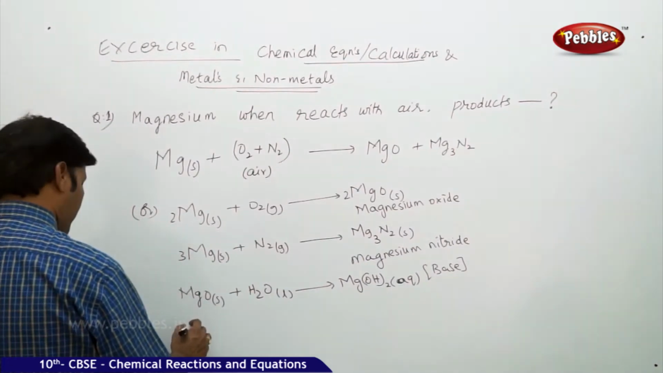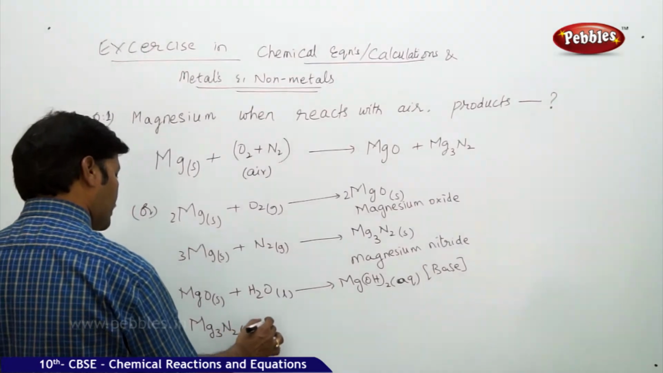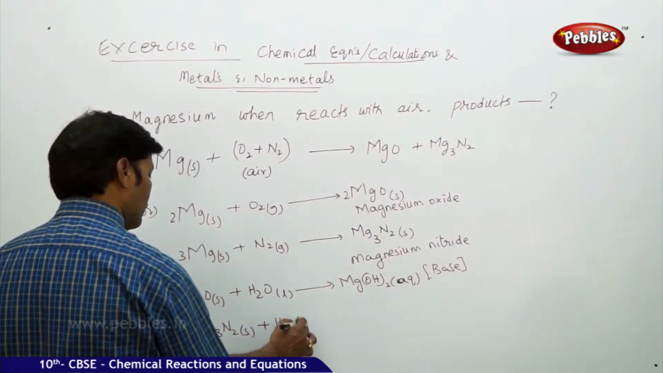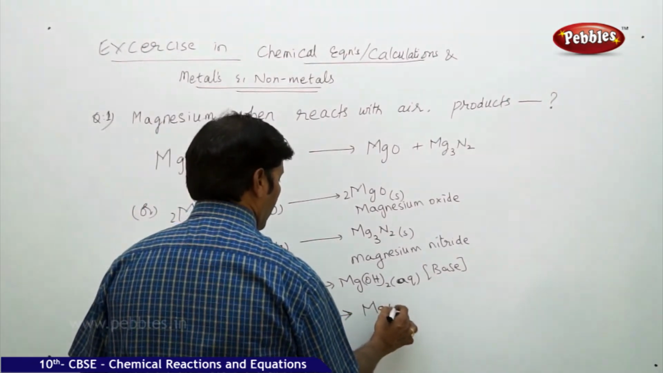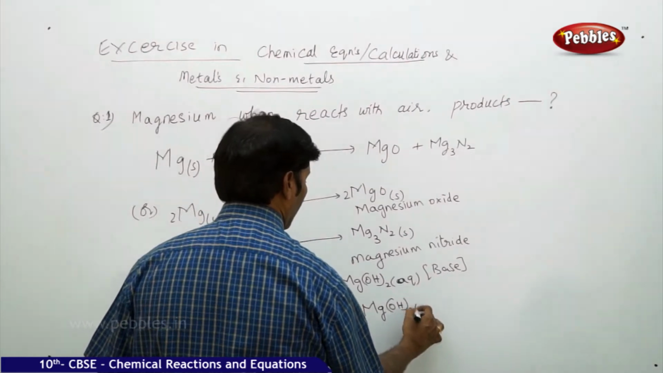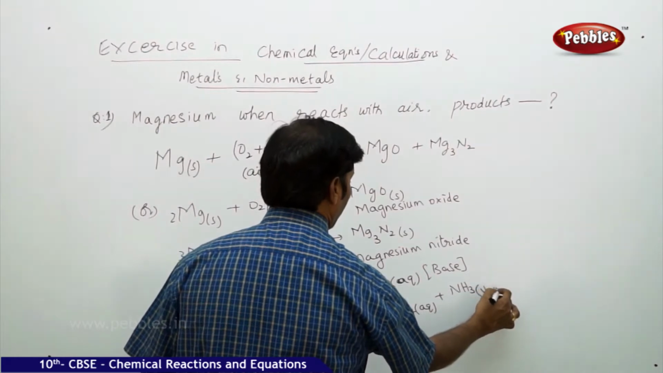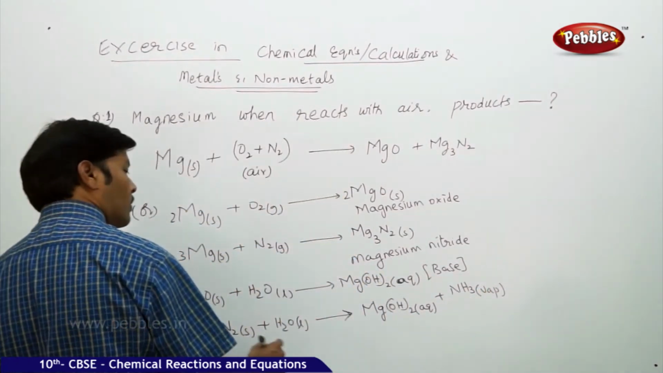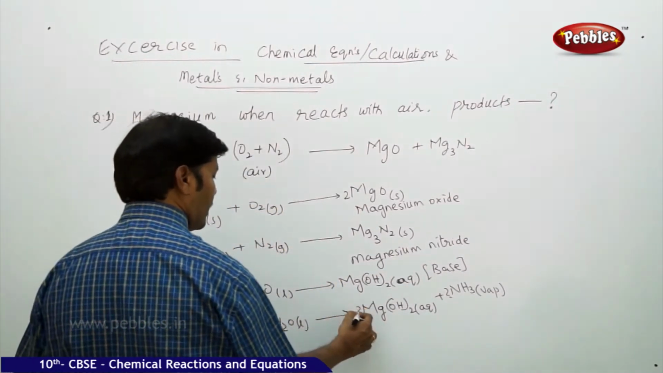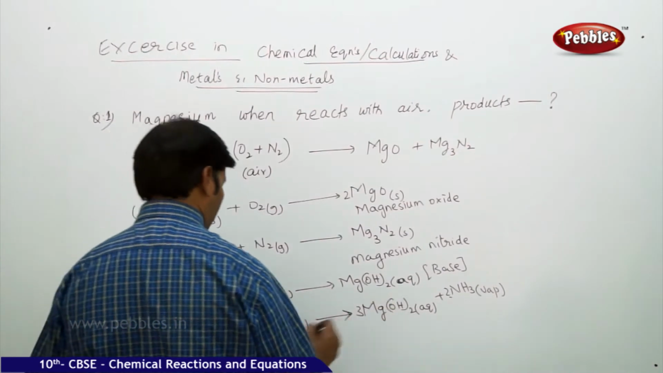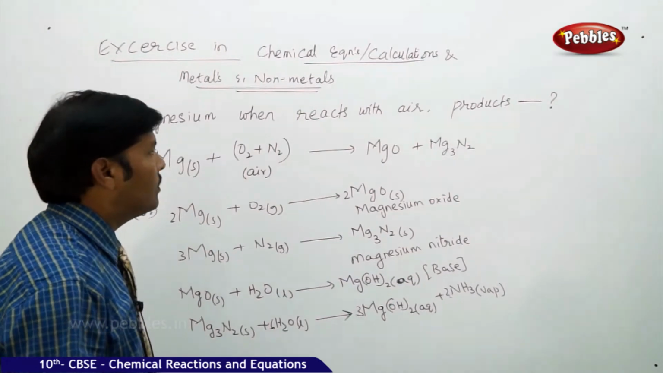Again magnesium nitride, if you take solid plus H2O liquid, it gives rise to magnesium hydroxide, aqueous, plus ammonia vapors. Balance the equation: take 2 nitrogens here, so assign 2 here; 3 magnesium, so assign 3 here. The number of oxygens is 6, so take 6 over here. The reaction is automatically balanced.